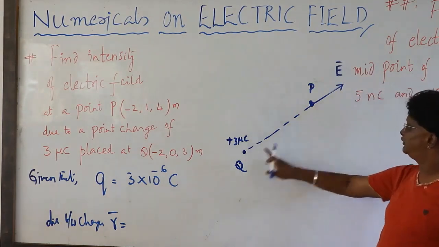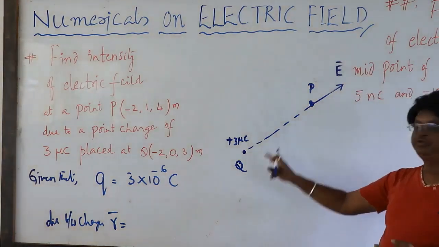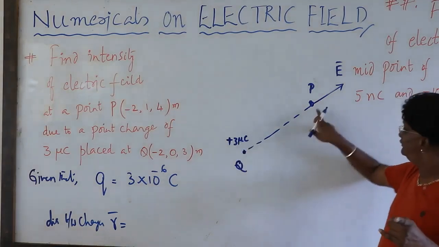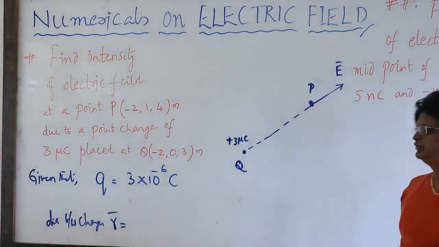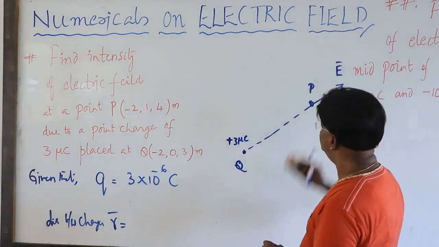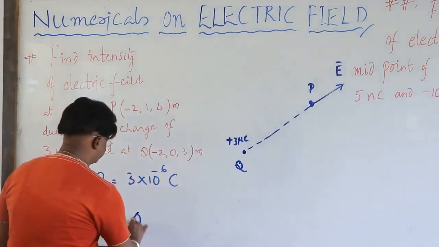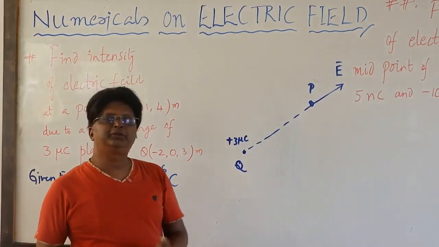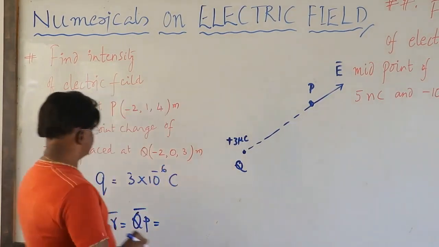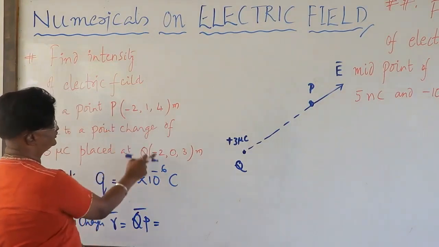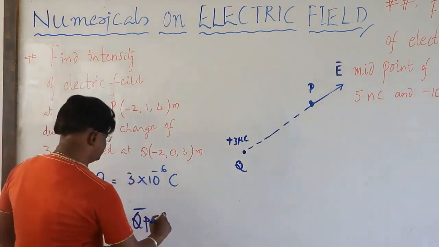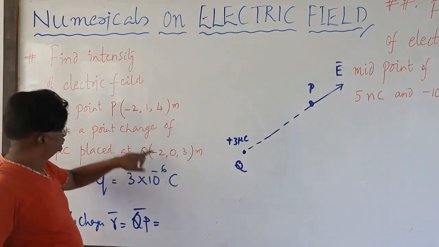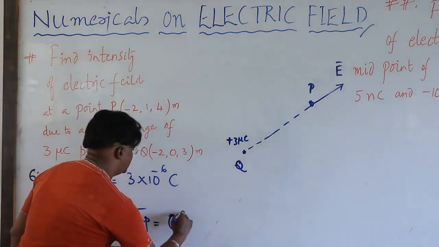Now look at this vector, whether you call it QP bar or PQ bar. This is Q, where we have placed the charge which is positive, and we are finding the intensity at P, away. Therefore, this r bar vector is QP bar. This is the initial point and this is the final point. How to write a vector? Final minus initial. Therefore, minus 2, minus of minus 2 becomes 0. Therefore, this is 0 i cap.